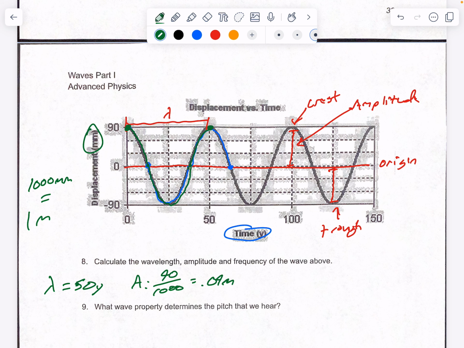Now frequency is 1 over t. So that is 1 over the time it takes for one wave. It has to be in seconds though. So on my key, you're going to see some numbers there. So t would be, well, how many seconds are in 50 years?